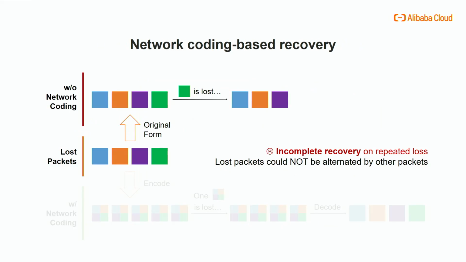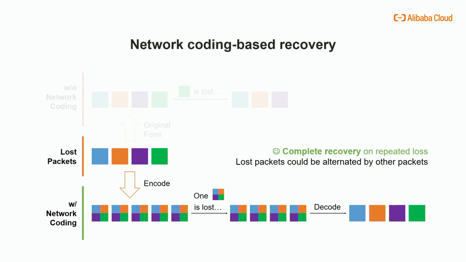So, what is different about network coding? Traditionally, the loss recovery would not complete before at least one redundant copy of every packet is delivered. This scheme is sensitive to repeated loss because lost packets could not be replaced by other packets. However, network coding enables each packet to contain information about all lost packets, so the lost ones could be replaced by other packets. With enough encoded packets received, all original packets could be decoded, completing the recovery.